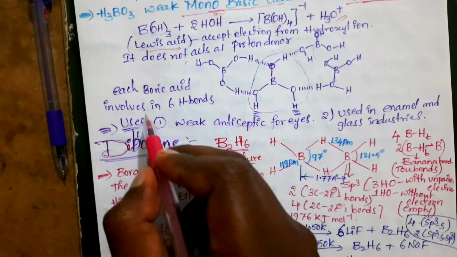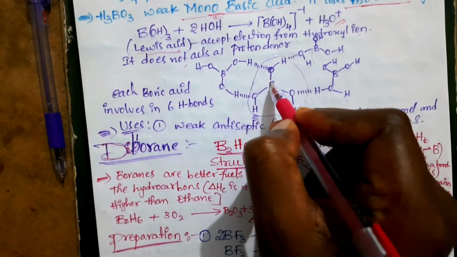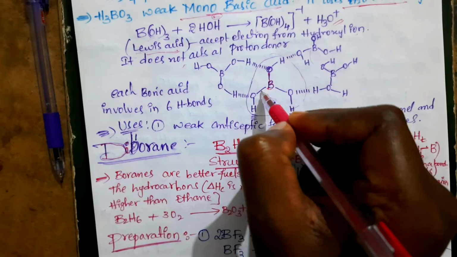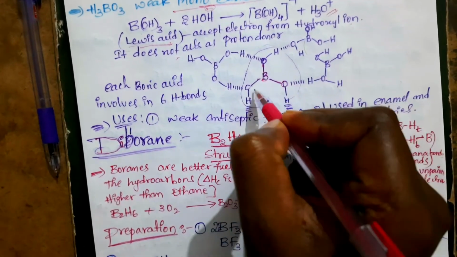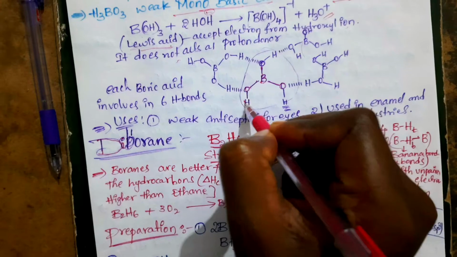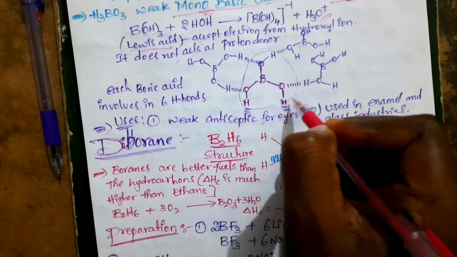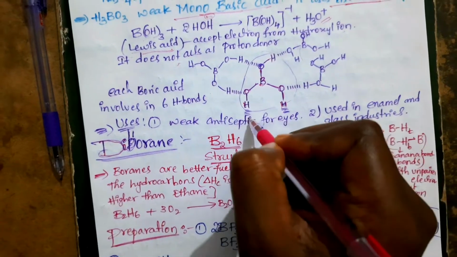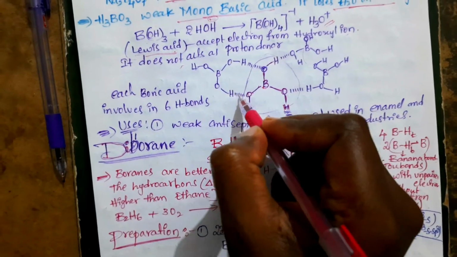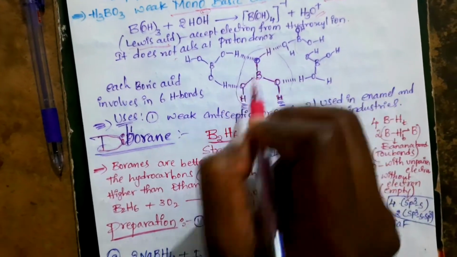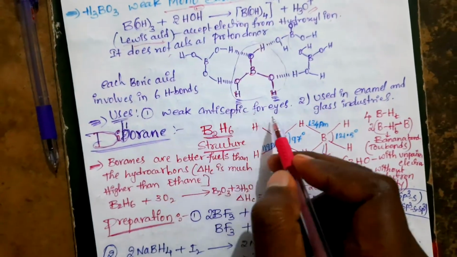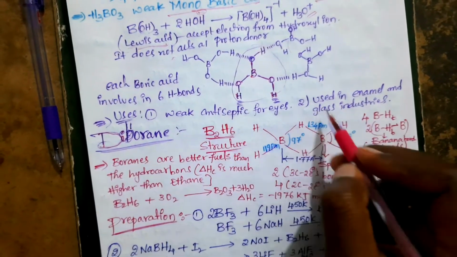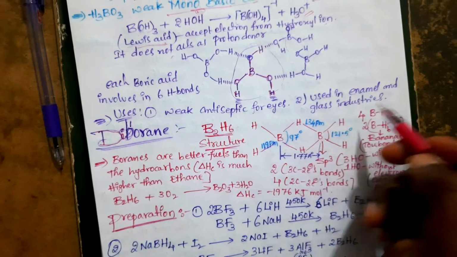Now each boric acid involves 6 hydrogen bondings. Here this is boric acid, containing 3 hydrogens participating in 3 hydrogen bonds, and the oxygen atoms are also involved in hydrogen bonding. In total, 6 hydrogen bonds are involved. It is a weak antiseptic for eyes and is used in enamels and glass industries also.